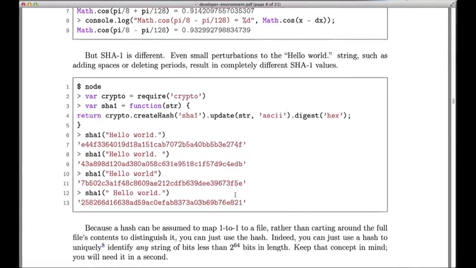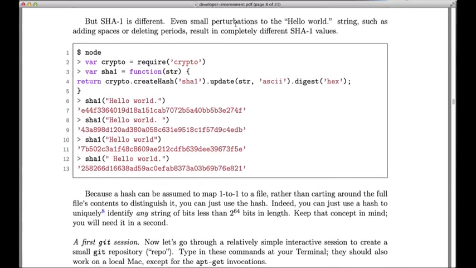But SHA, by contrast, is quite different. Even small perturbations to the hello world string result in completely different SHA1 values. So here, for example, we're defining a function as SHA1, so we don't have to type it in over and over again. And notice if we add a space to the end of hello world, we get a completely different string out. The hex digest is totally different. If we subtract a period, again, totally different. If we put a space at the beginning, again, totally different. And so in this manner, if you've got two strings that are different from each other, their outputs, their SHA1s, are also very, very likely to be different from each other. And that's really the property of a good hash function.